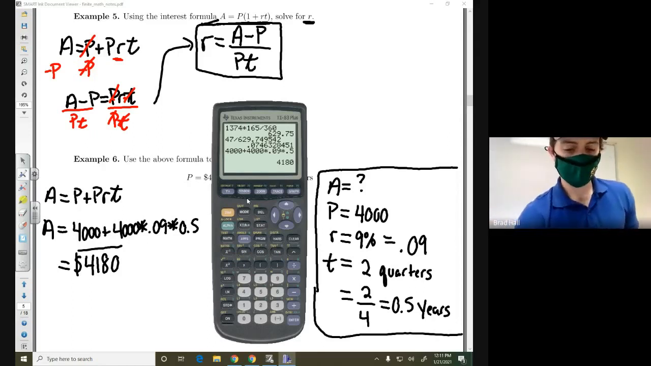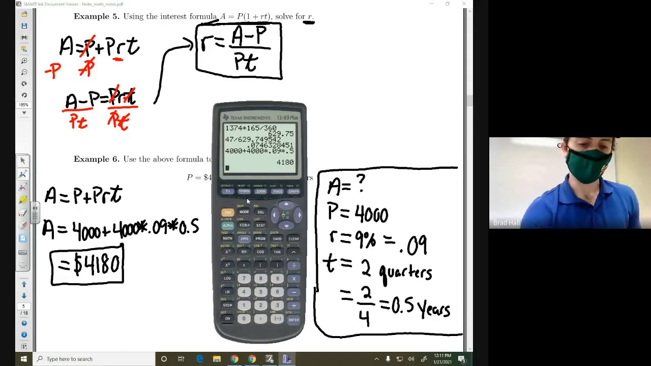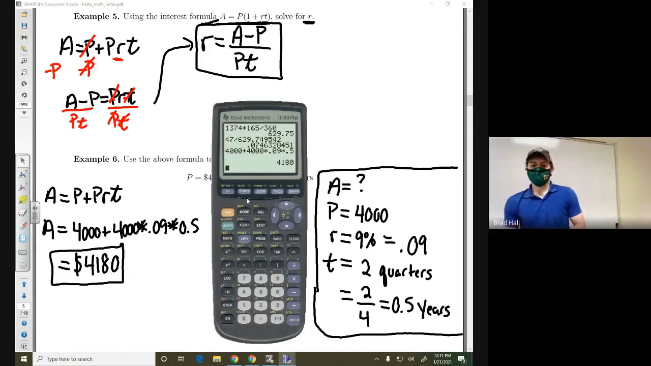So that's it. That's the future value. That would be if you borrowed $4,000 with a simple interest rate of 9% over half a year, you would end up paying back $4,180 after the half year that you borrow it for, or whenever they tell you to give it back, which would probably be at the end of the time.